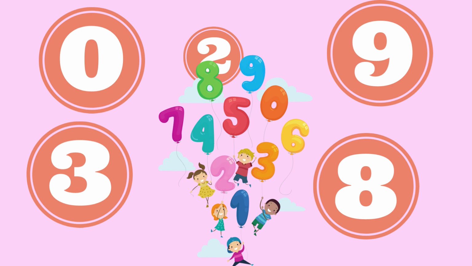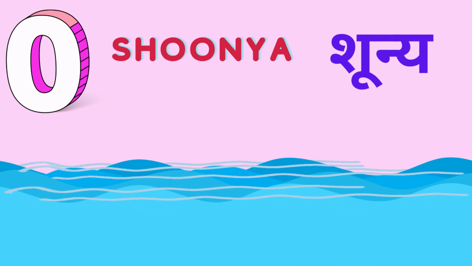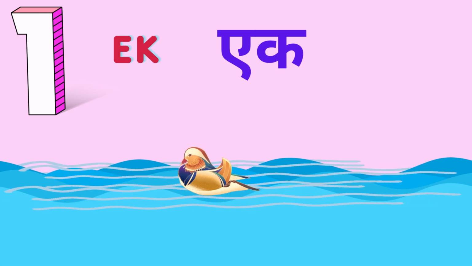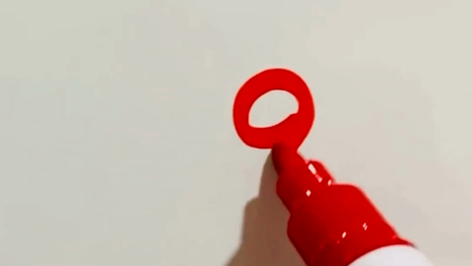Let's start with shunya or zero. It's written exactly similar to the zero that we write in English. Then comes one or ek. We write one by making an anti-clockwise circle and making a small curvy tail at the end of it.